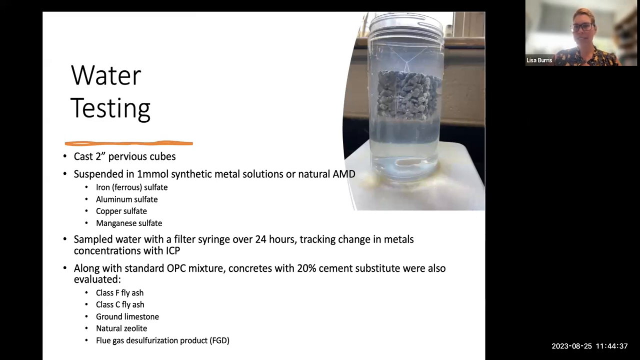We exposed the cube to this water for 24 hours, tracking changes in metal concentrations over time. And then we repeated this with the same samples 3 times, trying to reach that breakthrough point. We tracked metal removal in standard OPC pervious concrete, and we also tested it with a number of cement substitutes, different types of fly ash, ground limestone, natural zeolite, and flue gas desulfurization product, which is often found at mine sites. And so we were thinking, let's use something that could be located on site in these areas.